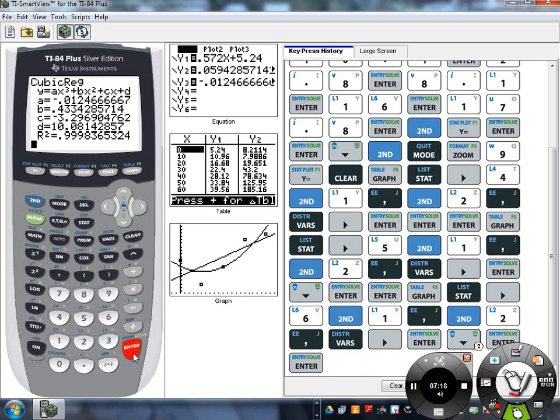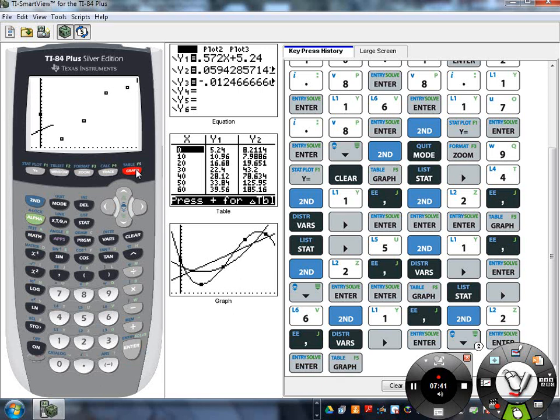So let's see what we get here for our equation. We get y equals negative 0.012x cubed plus 0.433x squared minus 3.23x plus 10.081. And our r squared value is 0.9998. So let's take a look at that on the graph. All right, so make a sketch of this.